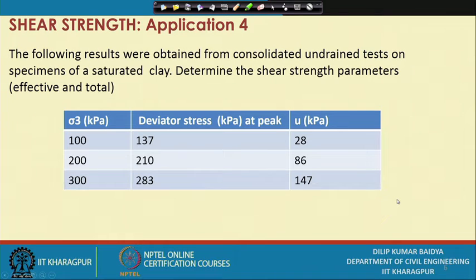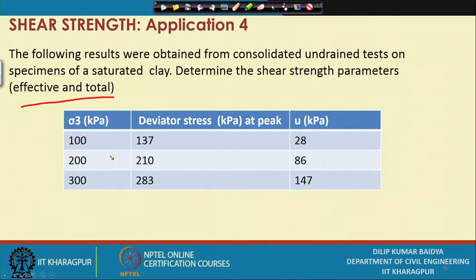Now, another application, this is the last application, and you can see here that the following results were obtained from a consolidated undrained test on specimens of saturated clay. Determine the shear strength parameters, effective and total. The problem is almost the same, but I will just explain without using the Mohr circle. I do not want to use graph paper, I want to do it mathematically. So, how to do that?